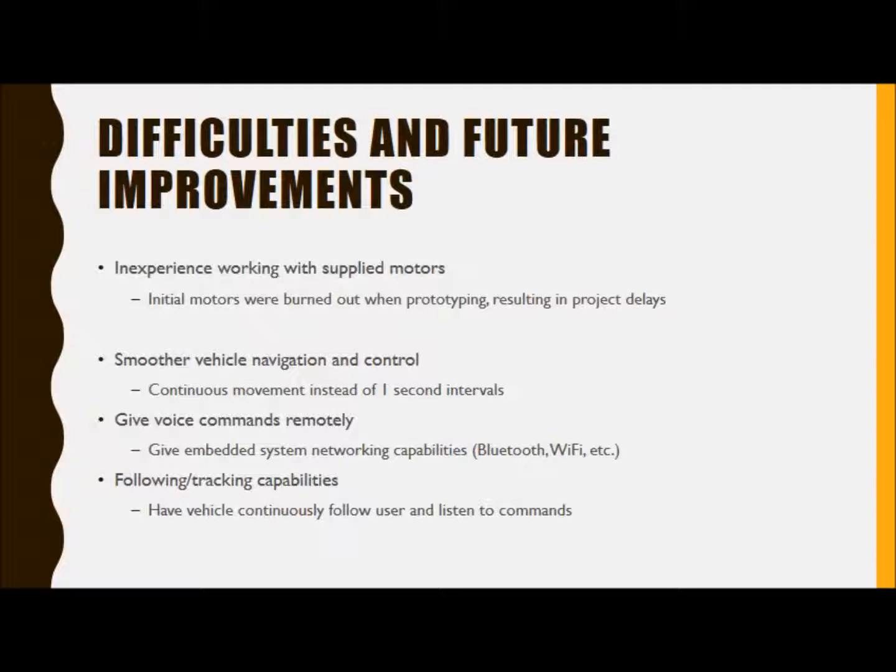A major difficulty we faced was our inexperience with the supplied motors. Initially, the motors had burnt out, which resulted in project delay. One major improvement would be smoother navigation and control, i.e. continuous movement instead of interval-based movement. Another improvement would be to give voice commands remotely via Bluetooth or Wi-Fi. Adding tracking abilities so that the vehicle can follow a user would also be very useful.